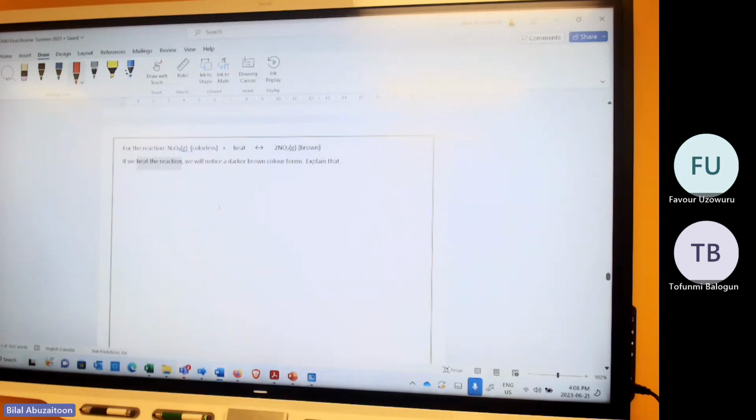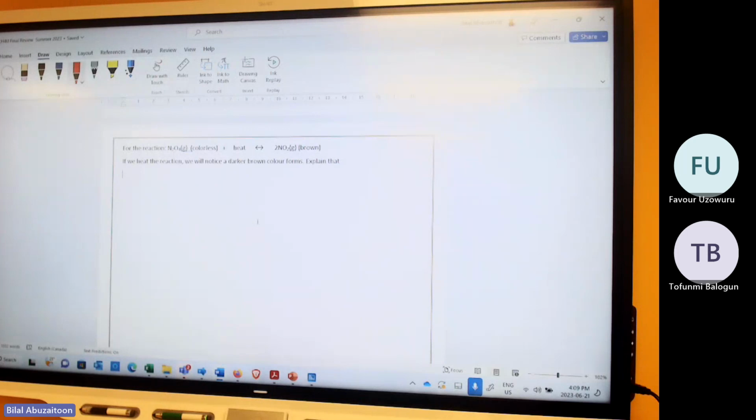Explain that. We are adding more. Always the equilibrium shifts away from the addition, right? We are adding heat. The heat is on the reactant side, so it shifts away from the reactant side towards the product side. The product side has NO2, which is brown color. So we are adding more NO2, making the color darker. Okay? Clear? What about if we decrease the volume?